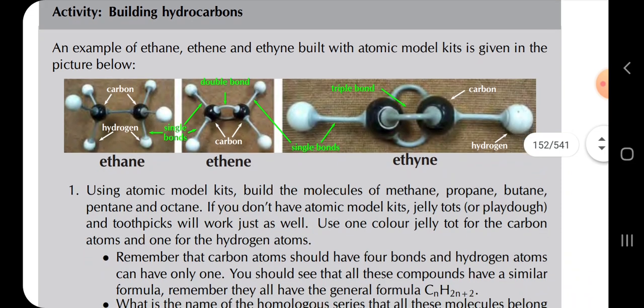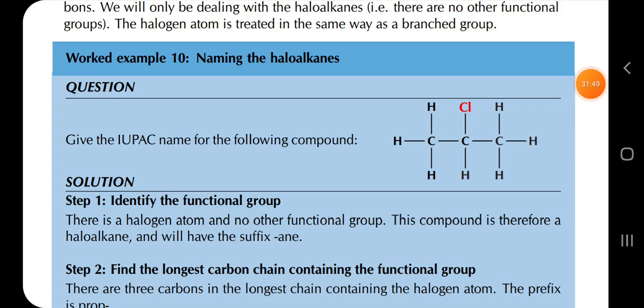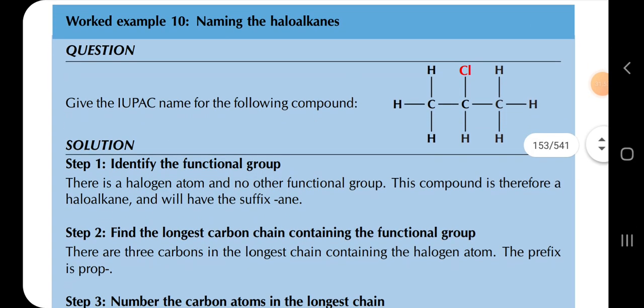Now I told you about hydrocarbons, saturated and unsaturated. So the first 3 that we've just named are hydrocarbons. Now we can name the haloalkane. The haloalkane is identified by that Cl. So there is a halogen atom and no other functional group.